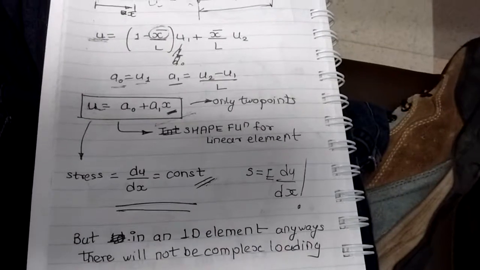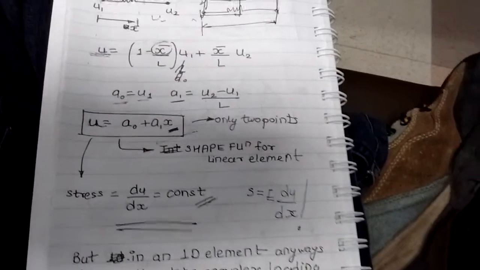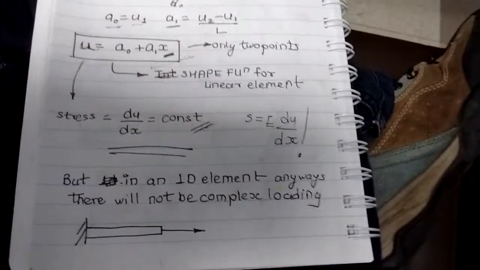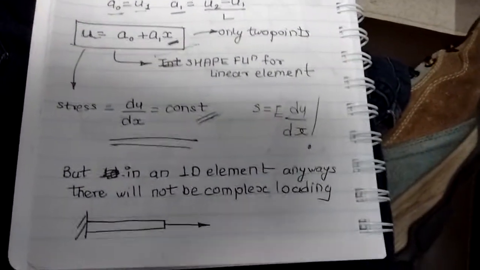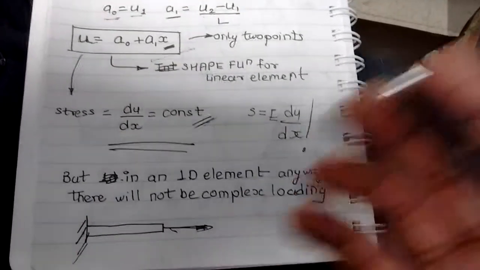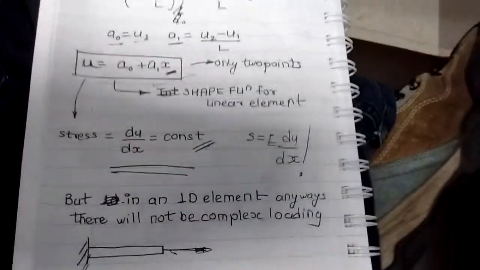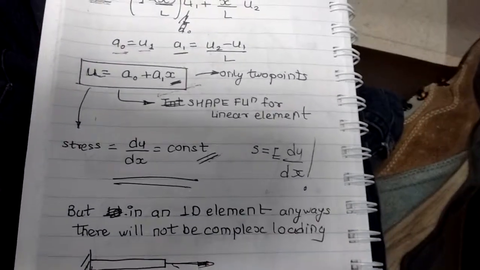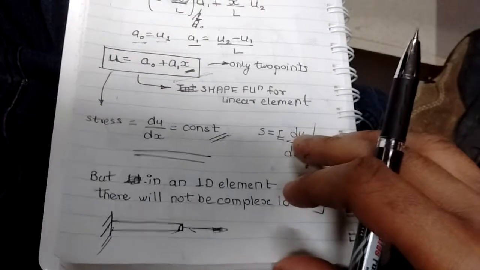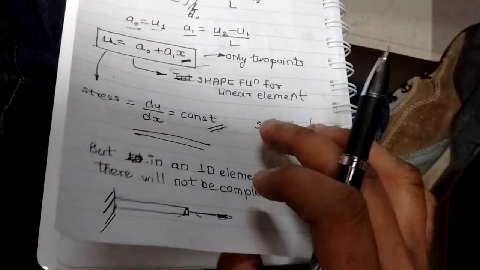However, we tend to use 1D elements in FEM packages because in most cases the loading and the stress values along the 1D element won't be complex. Like if I consider this bar and a force applied, there won't be such complex loading as we assumed earlier. There will be almost linear loading and a constant stress in this bar. Hence we can take 1D elements which are linear. Now we'll move on to 2D.